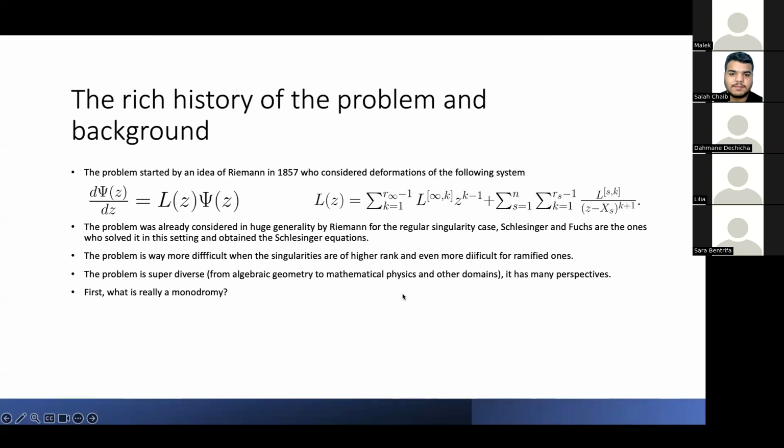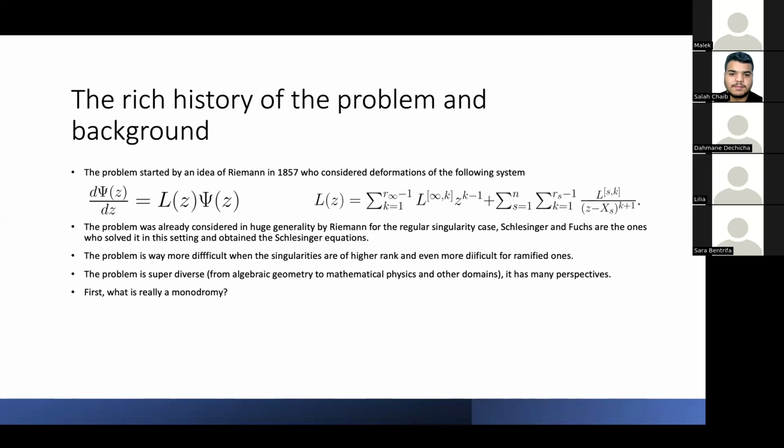And what he saw actually, his idea was, if I deform the system in a certain way, so I consider deformations of the system, I will be able to get something very good and very fruitful. He did not continue to solve the problem. He just laid out the outcome of the problem. And he said that we will get very beautiful solutions out of this.